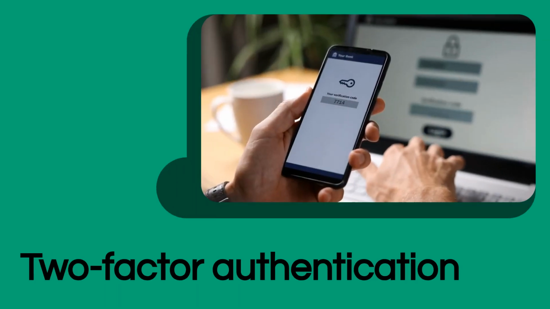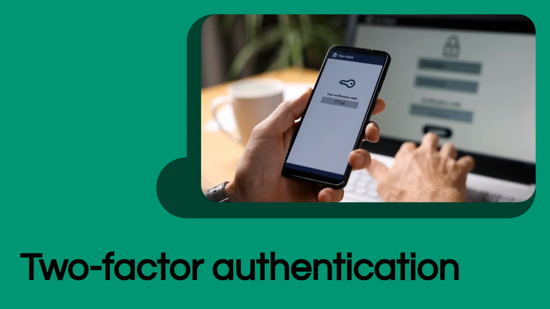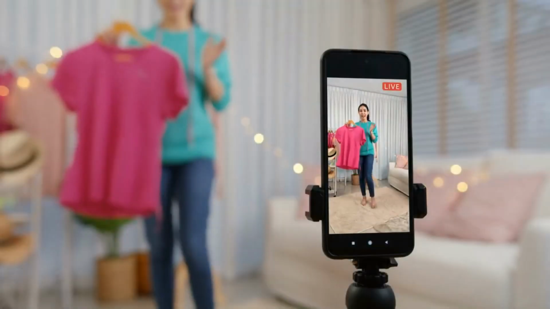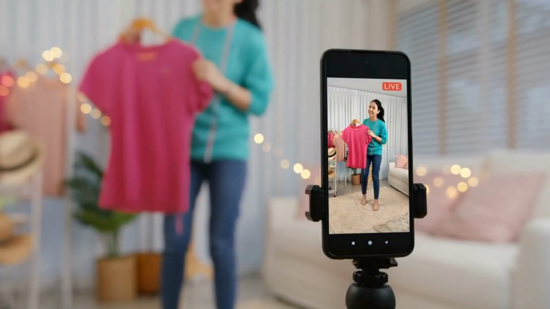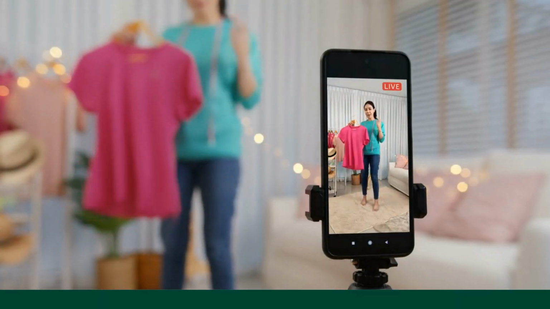If you have two-factor authentication enabled, you'll be prompted to enter the verification code sent to your phone or email. And just like that, you're in. You'll see your Instagram home feed, ready for you to scroll, view stories, or upload content.